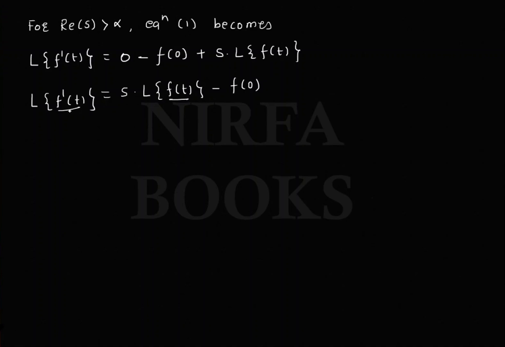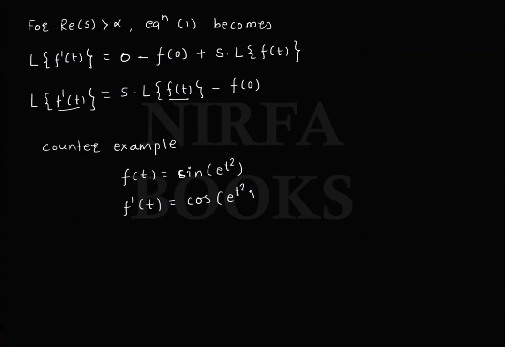We can give the counter example also, right? So what is the counter example? This is the counter example for your understanding. Let us consider a function f t is equal to sine of e to the power t square. Now its derivative is cos of e to the power t square into e to the power t square into the derivative of t square, which is 2t.